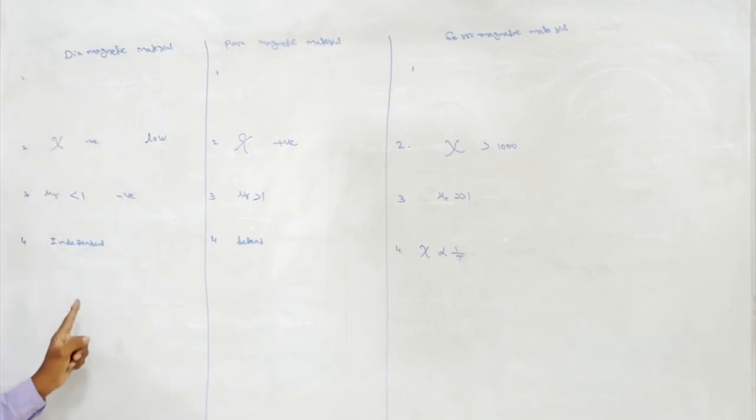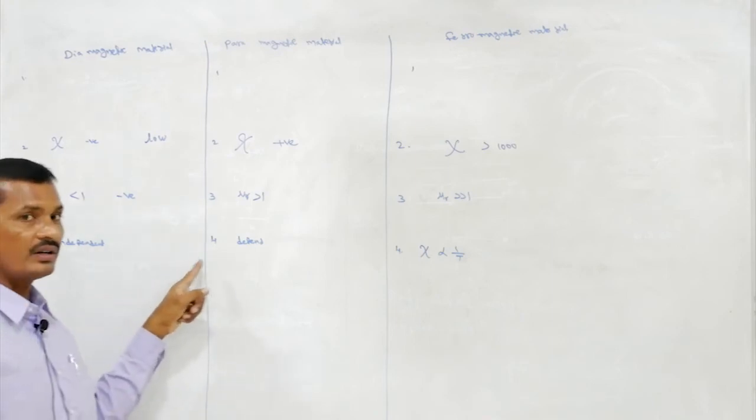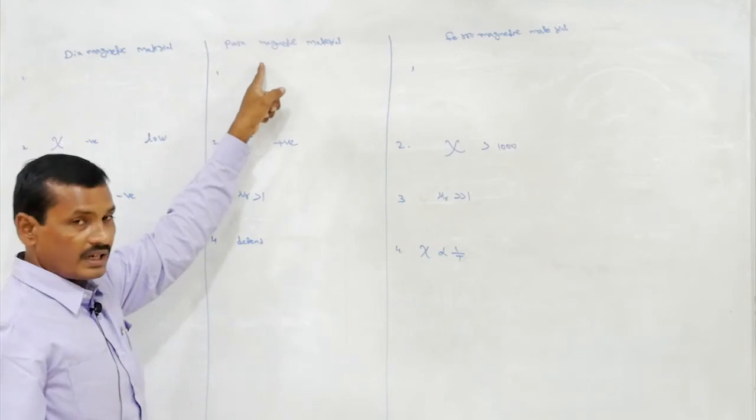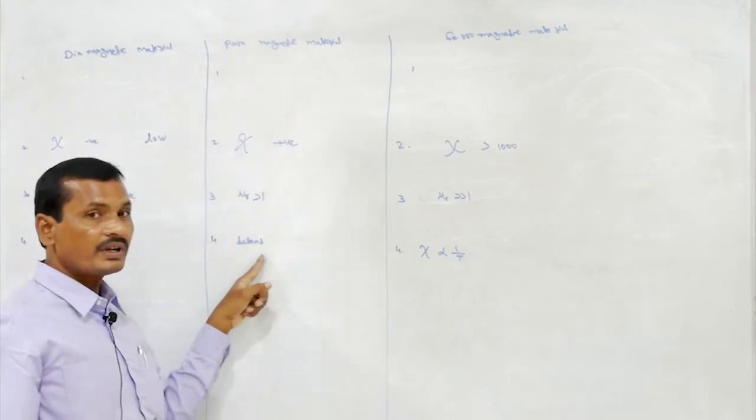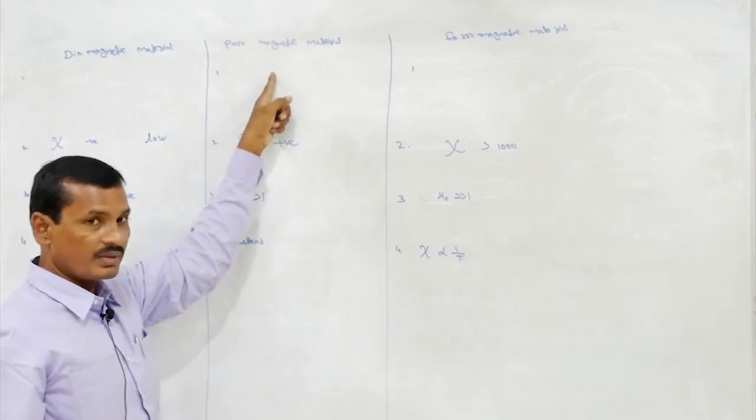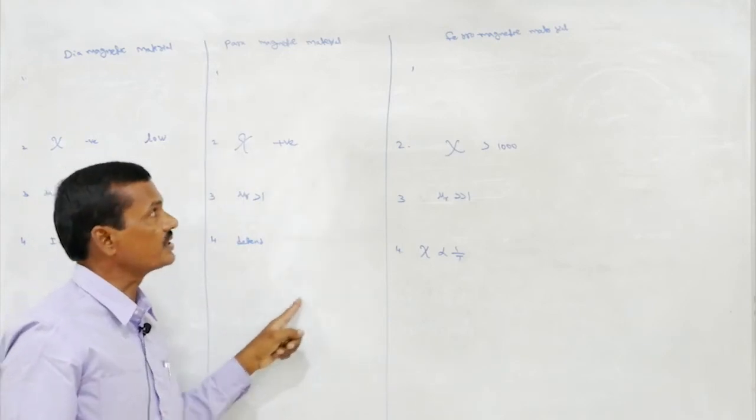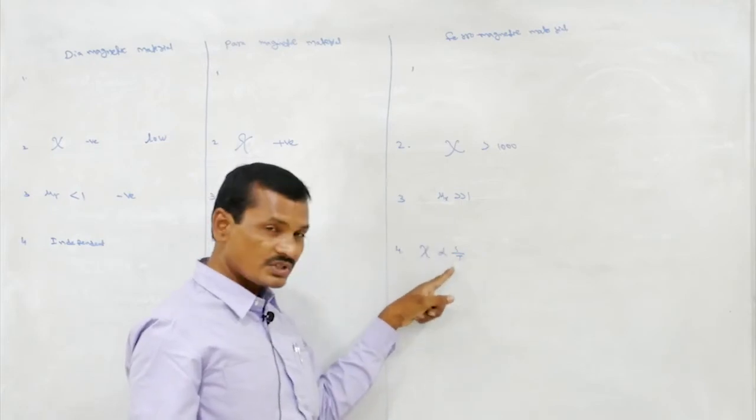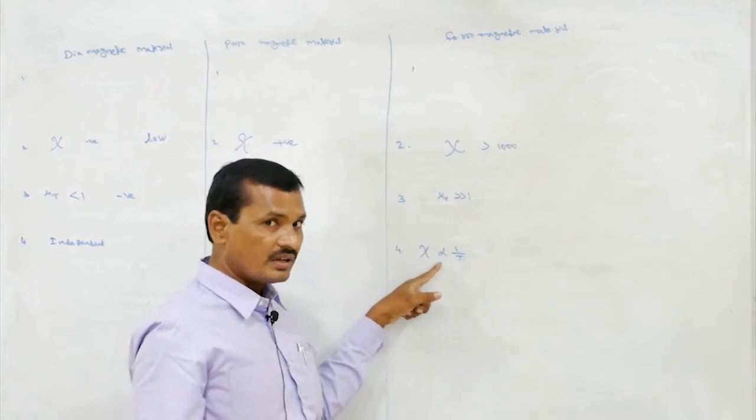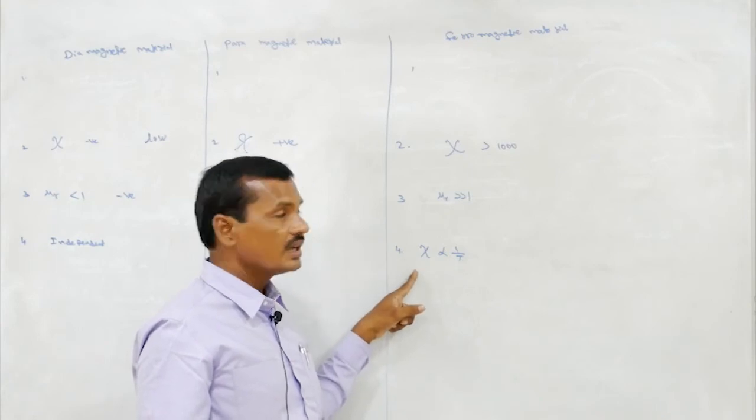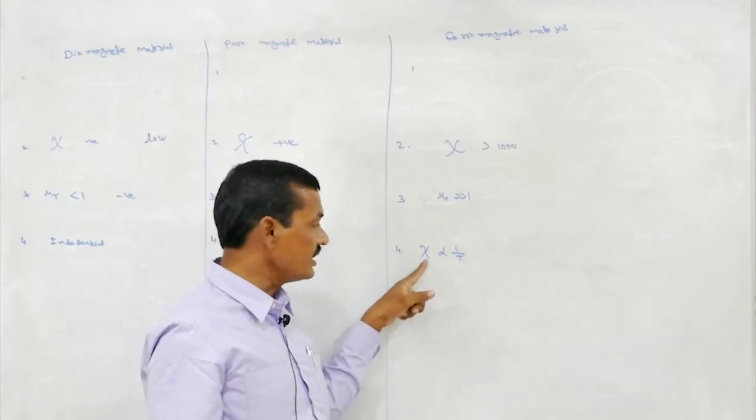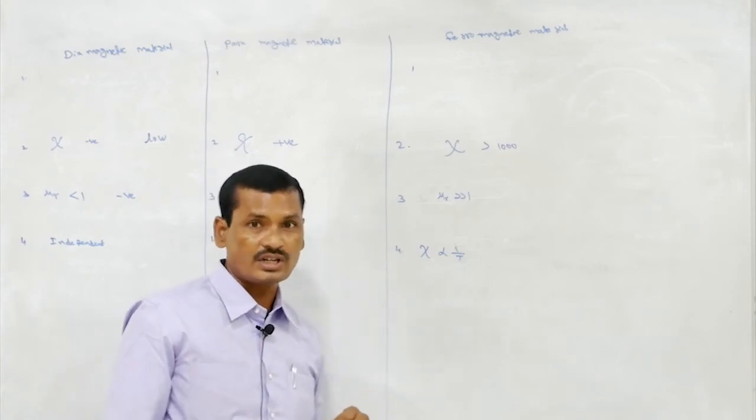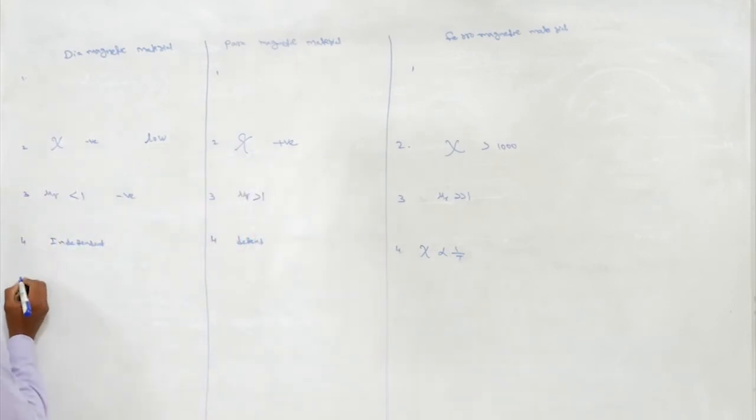Diamagnetic materials are independent of temperature. Paramagnetic materials depend on temperature. For ferromagnetic materials, the susceptibility chi is inversely proportional to absolute temperature.